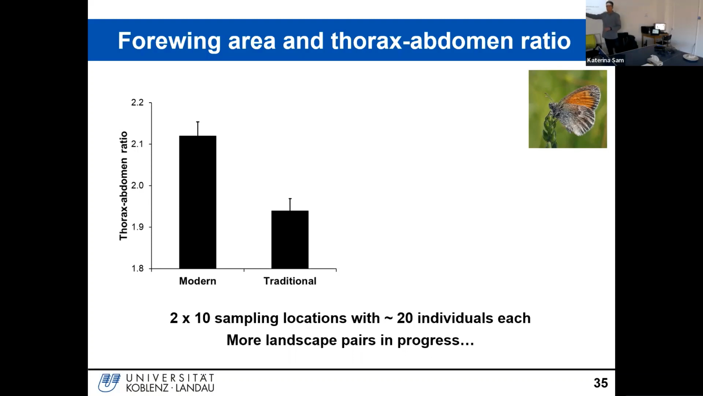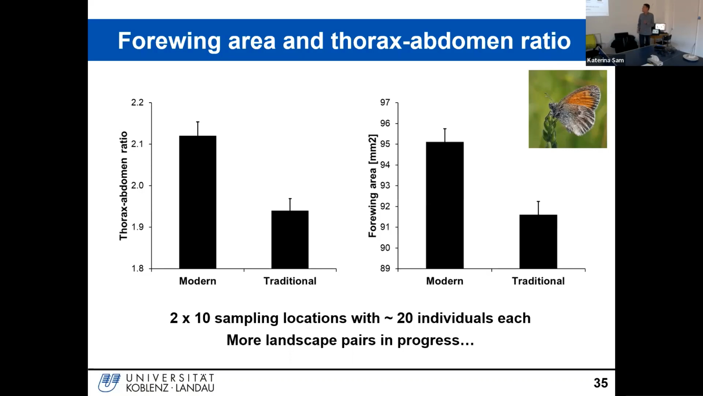This is the thorax-abdomen ratio. So again, the investment into flight muscles versus reproduction, the abdomen. And you see it's, as predicted, higher in the modern as compared to the traditional landscape. So in the modern landscape, they do invest more into flight morphology, into muscles. And also what we could see is that in the modern landscape, they have larger wings.